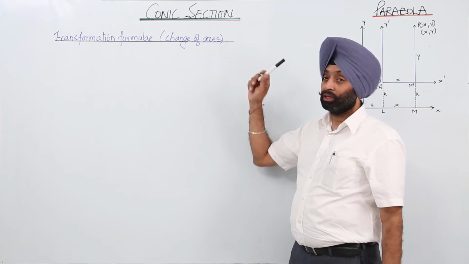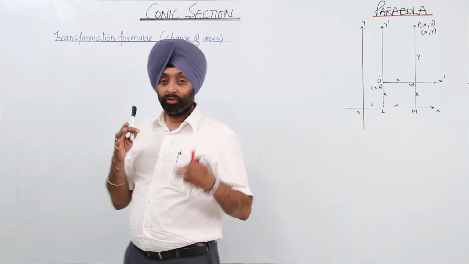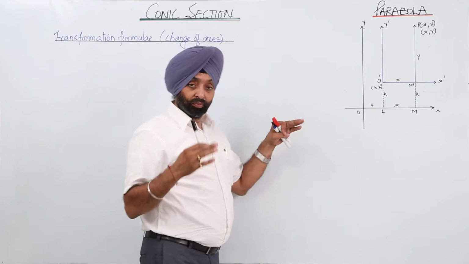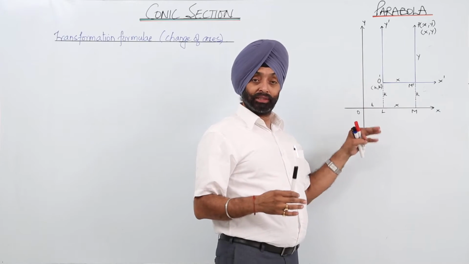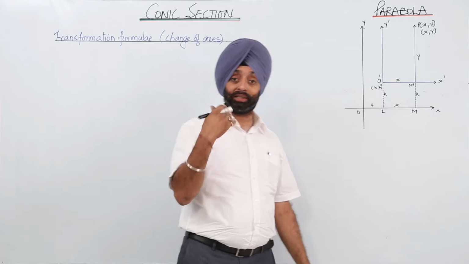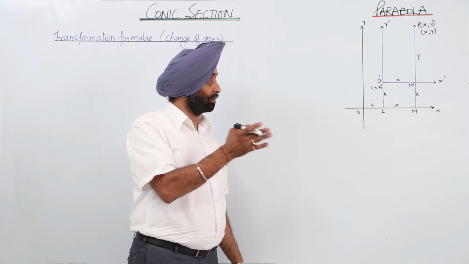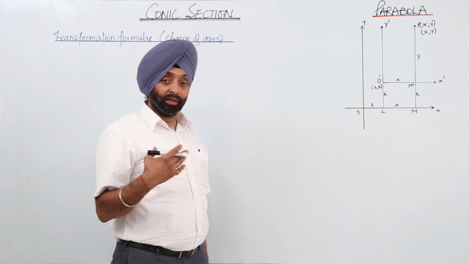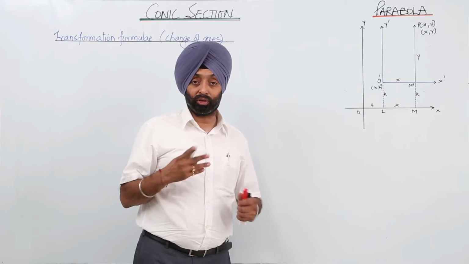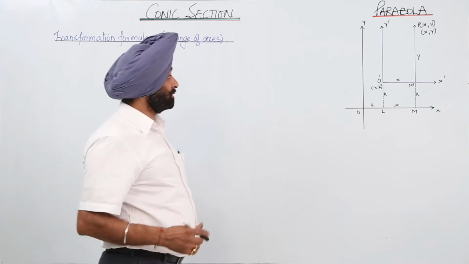Transformation formula, change of axis. Now what this means: instead of the original axis, if the parabola is on other axes, exactly on the parallels, parallel to x axis, parallel to y axis, then what type of formula are we going to use, that we are discussing right now.